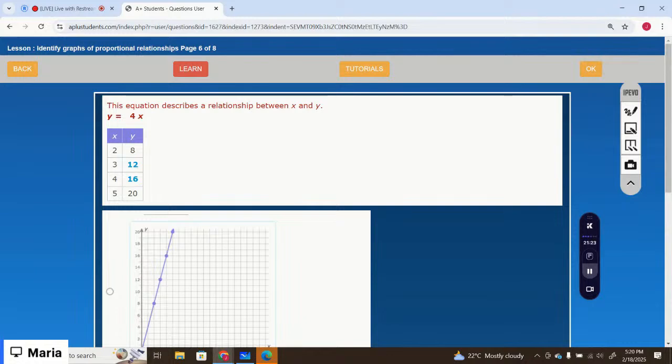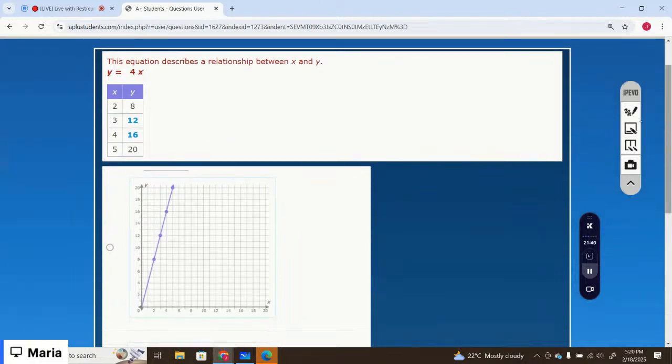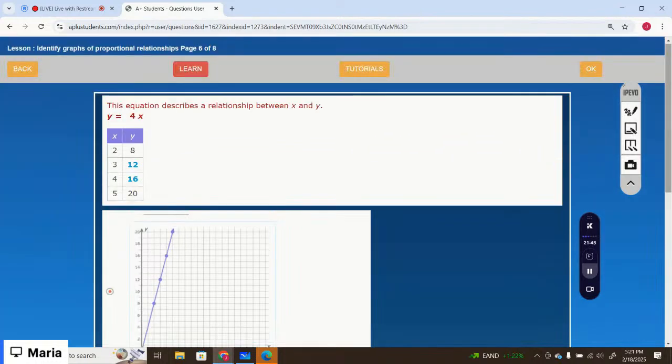Y equals 4x. X is 2. Option number 1 is the correct option. Okay, you can complete the lesson by yourself later today. Let's just move on to the next lesson.